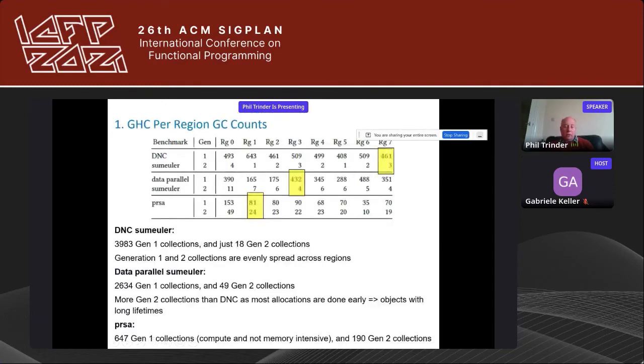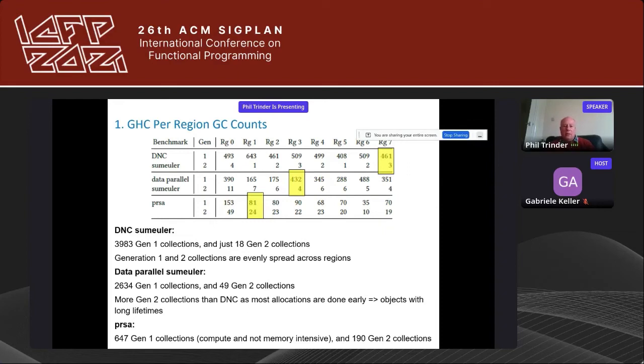So here's what the results look like. For the 3 benchmarks, how many generation 1, generation 2 collections there are. And I've highlighted in yellow the hot region in each case. To be honest, these results don't tell us a huge amount about GHC usage of NUMA.